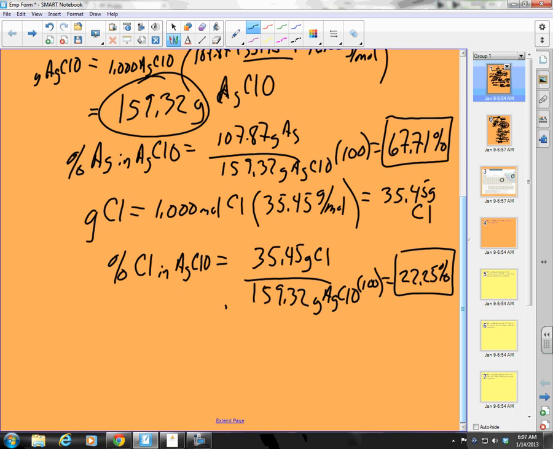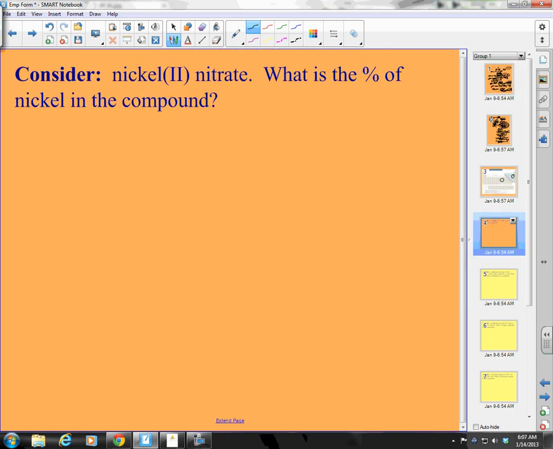All right? That is how we handle percent comp. And sometimes the questions might be something like this: what is the percent of nickel? Or they might just say, what's the percent composition of nickel 2 nitrate? In which case, they want to know what's the percent nickel, what's the percent nitrogen, what's percent oxygen. We're being a little more specific here. Okay, here you go. You guys do this one. Bring me back when you're ready.